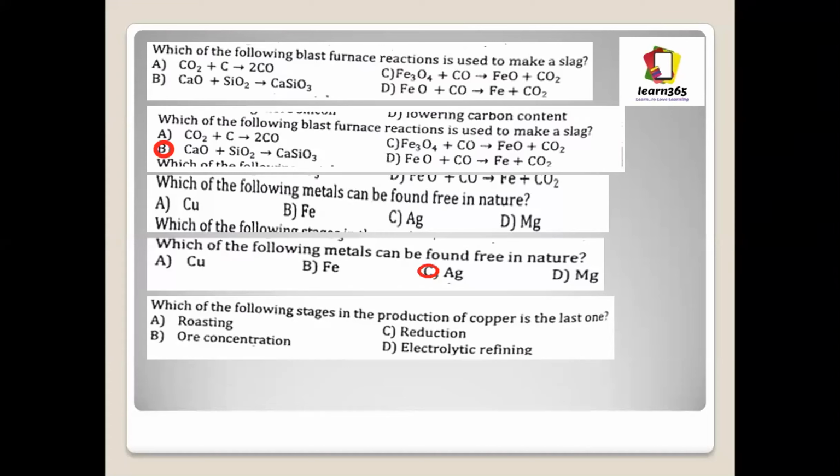Okay, moving on to the next question. Which of the following stages in the production of copper is the last one? Which means the question says, which is the last stage in the production of copper? Is it A, roasting, B, ore concentration, C, reduction, or D, electrolytic refining?